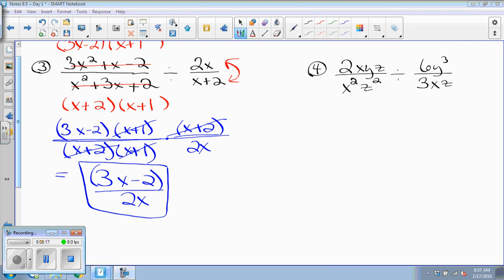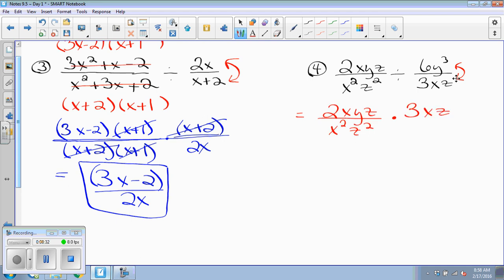Okay, for number 4, I don't have anything to factor, so I just need to flip what's after the division sign. So that puts me at 2xyz over x squared z squared times 3xz over 6y to the third. Okay? Now I need to simplify that numerator and that denominator before I start trying to cancel things out.